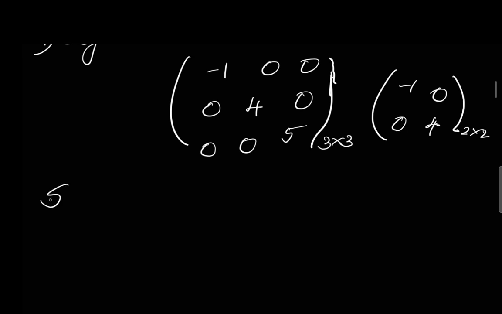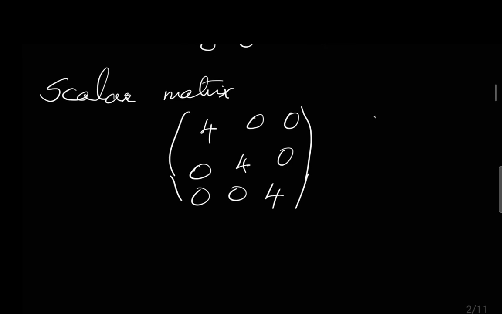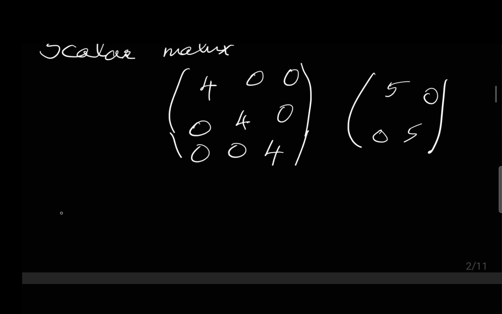Then scalar matrix. In a diagonal matrix, if all the diagonal elements are the same, so let me take all the leading diagonal elements as 4, 4. The remaining elements are 0, 0. So it is a scalar matrix. All the leading diagonal elements are the same. The remaining elements are 0.